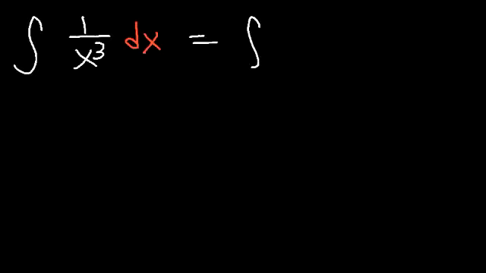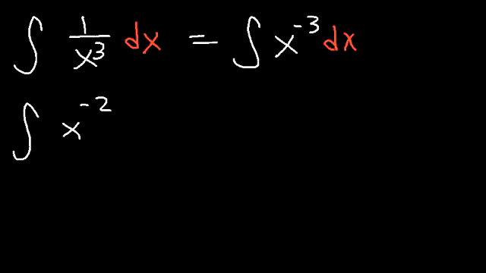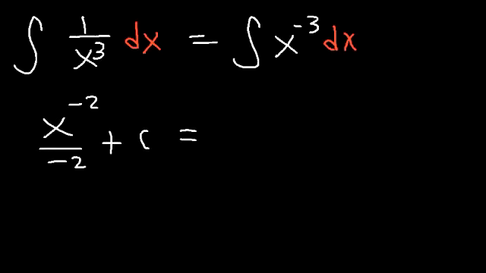Find the antiderivative of 1 over x cubed. So let's begin by rewriting it. This is x to the minus 3 dx. Negative 3 plus 1 is negative 2. Once you integrate it, the integration symbol has to disappear. So it's x to the negative 2 divided by negative 2 plus c, which you can rewrite as negative 1 over 2x squared plus c. So this is the answer.